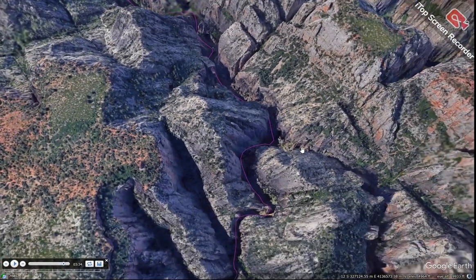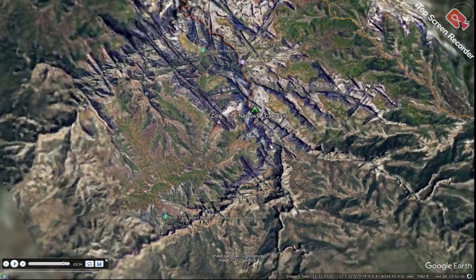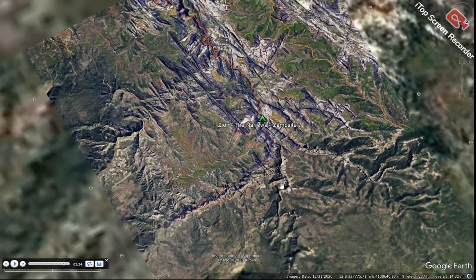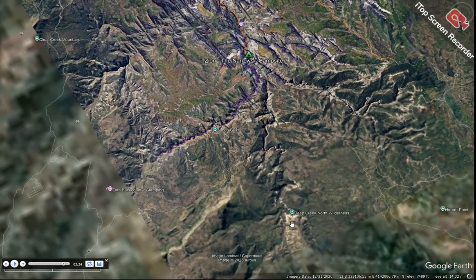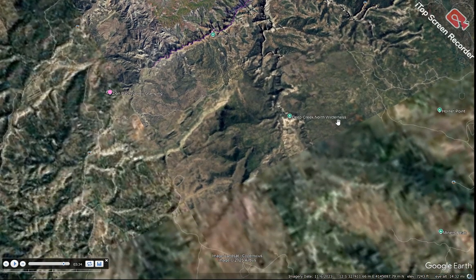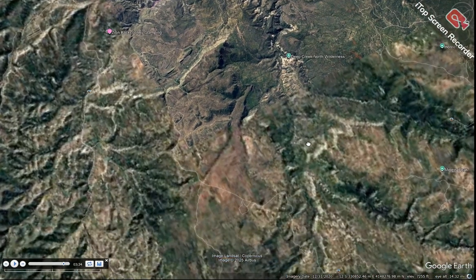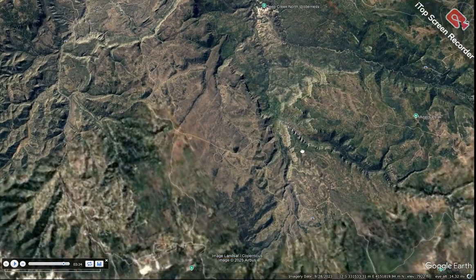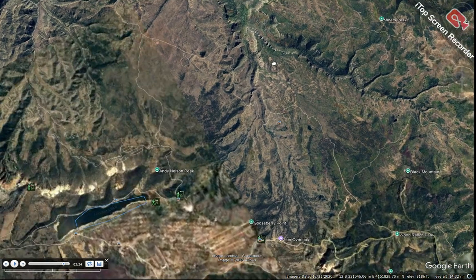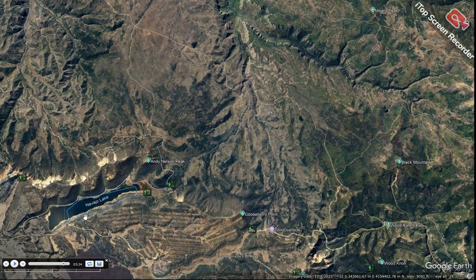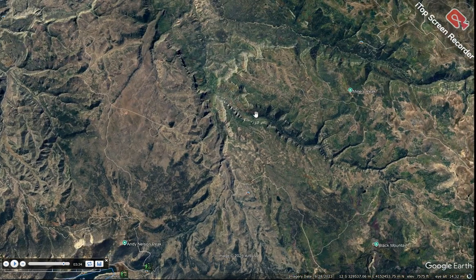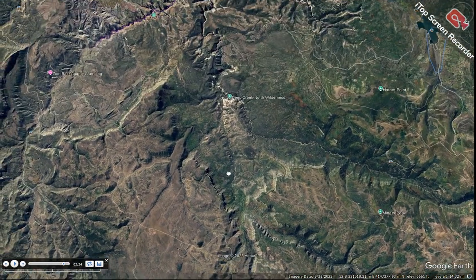If I back out, you can kind of see it popping up here, Deep Creek. This is all Deep Creek here, and it goes all the way back to the Deep Creek North Wilderness here, and I think even Navajo Lake. Yeah, Navajo Lake. This even feeds into it. Right here, there's the creek and it goes in. It also has some other tributaries that feed into it.